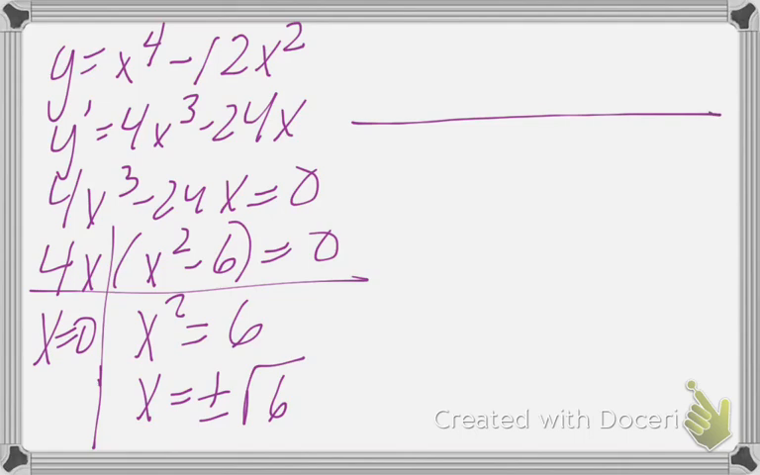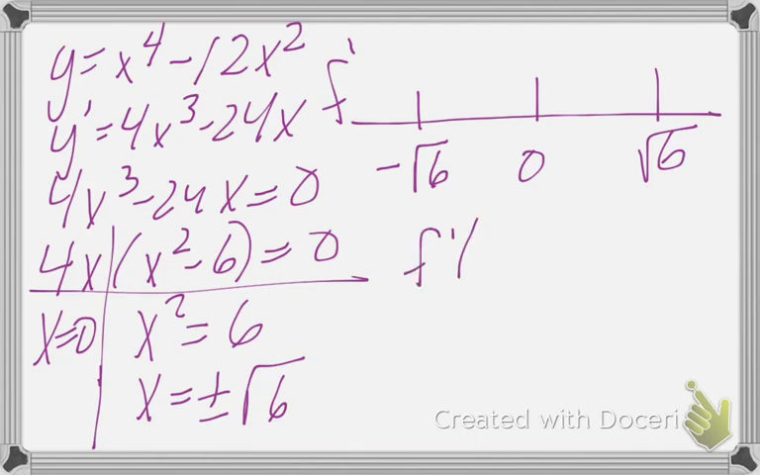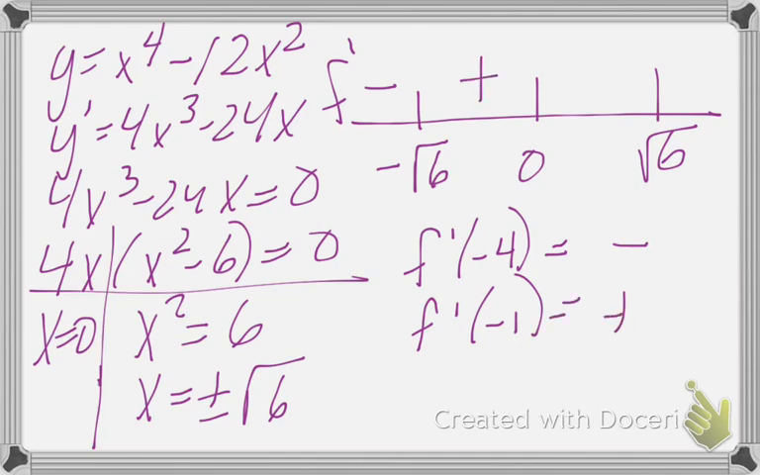So here's our wiggle graph. We're going to substitute into the derivative. We have negative radical 6 on there, 0, and radical 6. So you're going to try different values. I had tried f prime of negative 4, and I got a negative number, so that's negative. I did f prime of negative 1. That gave me a positive number. f prime of 1 gives me a negative number. And f prime of 3 gives me a positive number.